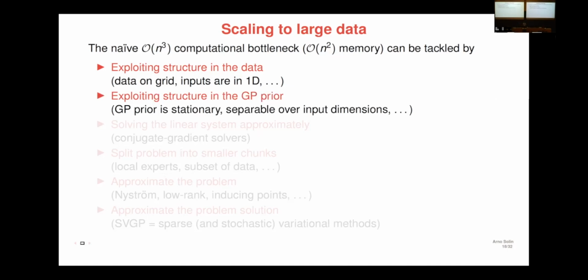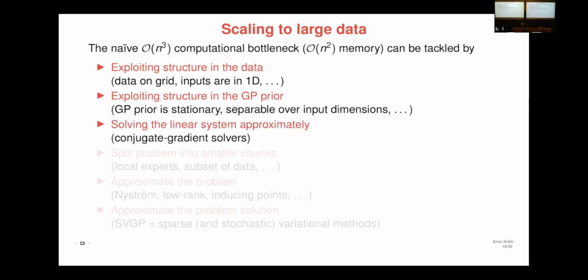Or you can exploit structure in the GP prior. If your GP prior is stationary, there's a ton of methods that leverage the connection to spectral methods and Fourier transforms, because then you can represent the same problem in Fourier space. With stationary priors, you're lucky again. And in many GP models, people restrict their interest to stationary models. Or if your GP prior is separable over input dimensions, that also helps.